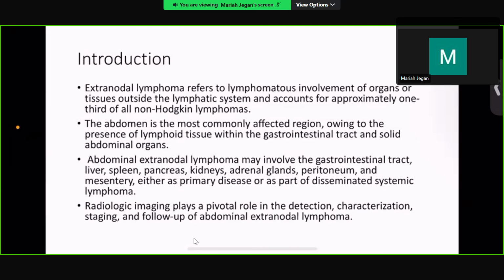Extranodal lymphoma refers to the lymphomatous involvement of organs or tissues outside the lymphatic system and accounts for approximately one third of all non-Hodgkin's lymphomas. The abdomen is the most commonly affected region owing to the presence of lymphoid tissue within the GI tract and solid abdominal organs. Abdominal extranodal lymphoma may involve the GI tract, liver, spleen, pancreas, kidneys, adrenal glands, peritoneum, and mesentery, either as primary disease or as a part of disseminated systemic lymphoma.